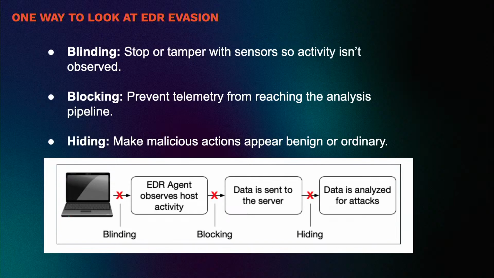But if the sensor is not creating the telemetry, the prevention capability of the EDR is not going to work. So one of the things they try to do is blinding, so the EDR agent does not really observe the data. The other aspect is blocking, right? Yes, telemetry is being generated, but that telemetry is not reaching the analysis pipeline. And again, it depends on where your EDR logic resides from an anti-malware perspective as well.